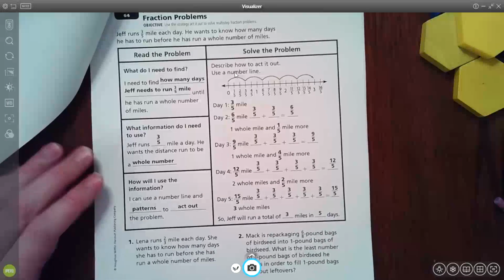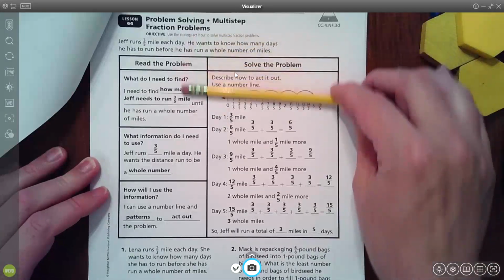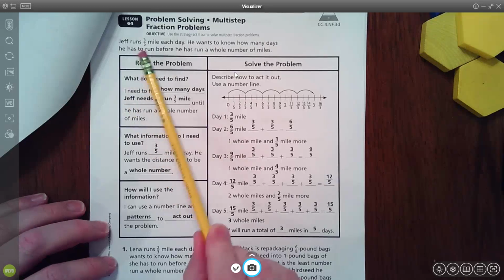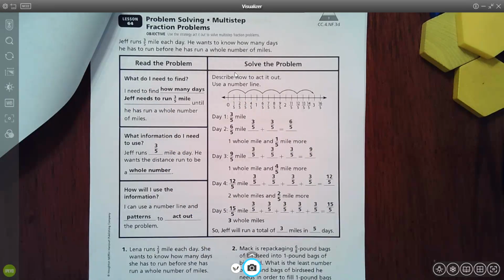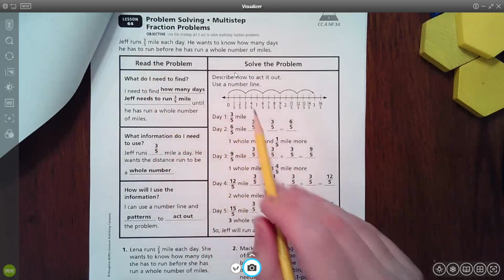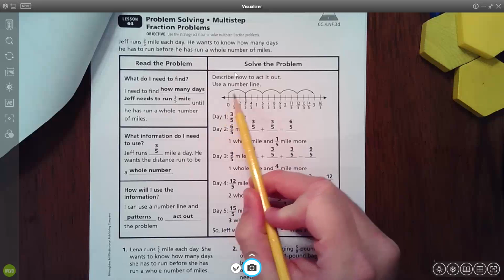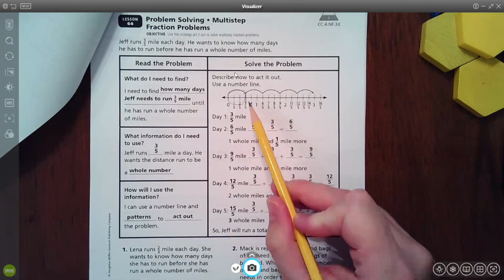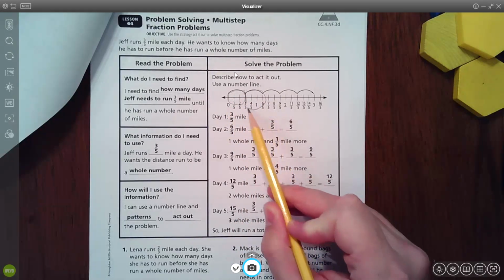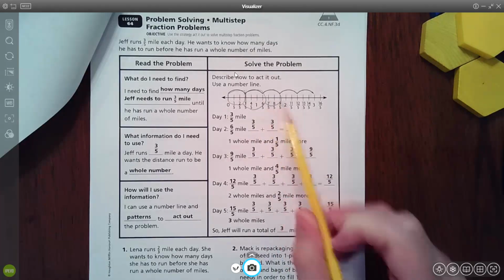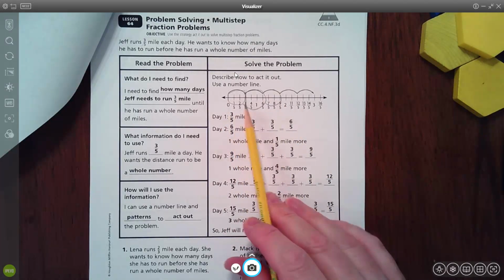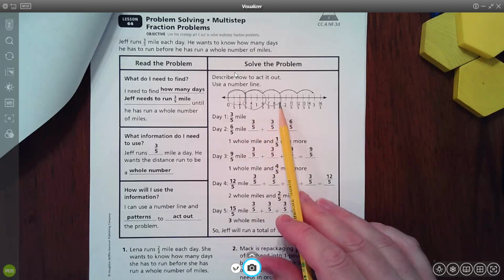So the first page is a little bit intimidating. You've got this whole big read-a-problem. It says Jeff runs 3/5 mile each day. He wants to know how many days he has to run before he has run a whole number of miles. So he's running a fraction, 3/5. If he runs 3/5 one day, that gets him to here, right? He runs 3/5, and then another 3/5 the next day, and then another 3/5 the day after that. And so you can see he's got 3/5, then 6/5, and then 9/5.